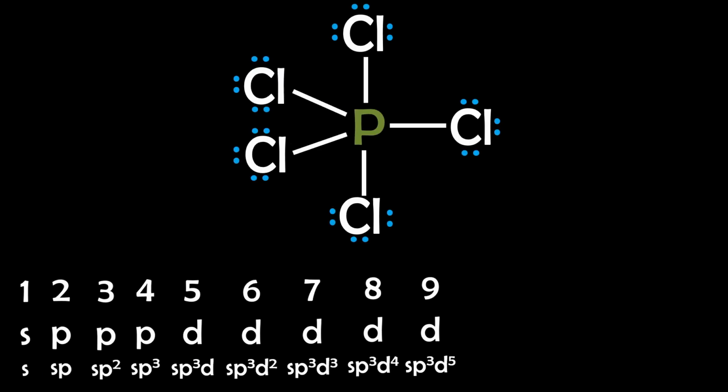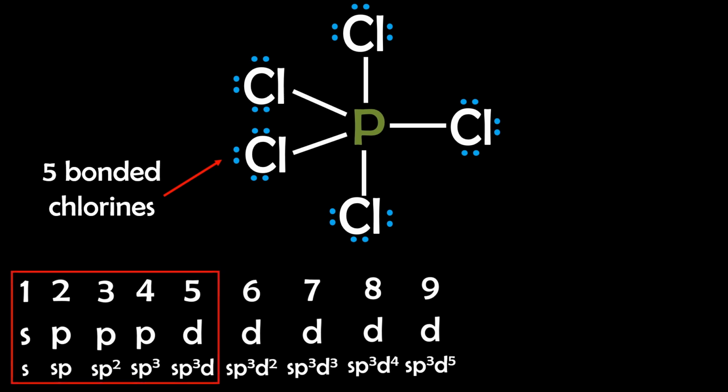Example 3, phosphorus pentachloride. Again, draw the Lewis structure. Phosphorus is the central atom and is bonded to 5 chlorine atoms with no lone pairs. That means there are 5 electron domains. 5 domains is sp³d, or sp³d hybridized.